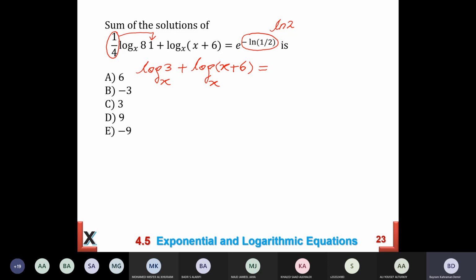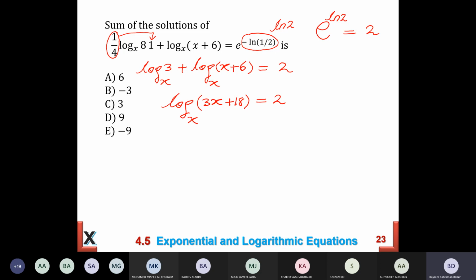You guys understand it? Yes. Is it clear? Yes. So now you have e to the ln 2. What is e to the ln 2, Shabab? 2. Perfect. So basically we have 2 here. Now we have logarithm plus logarithm. That means you need to multiply the arguments. So 3 times x plus 6 is 3x plus 18. Perfect. And the base is x equals 2, right?